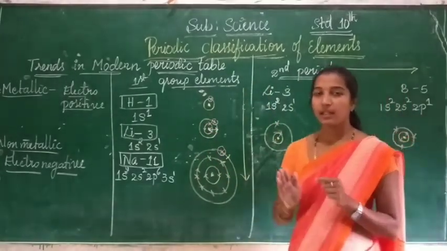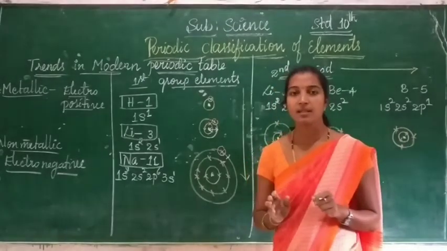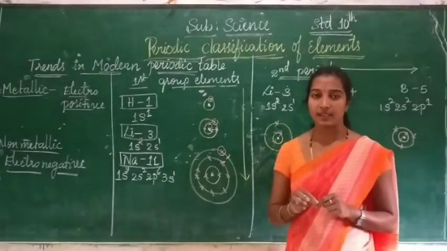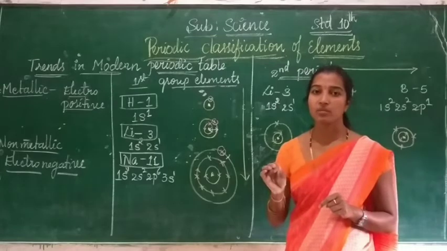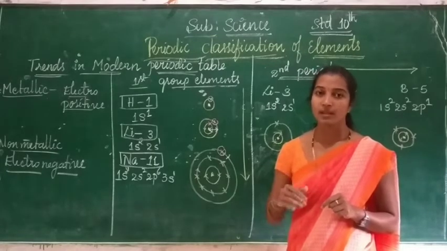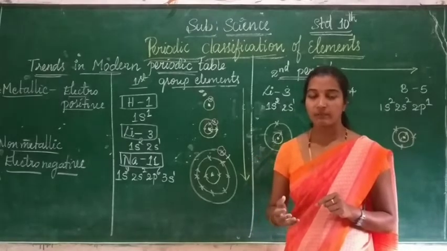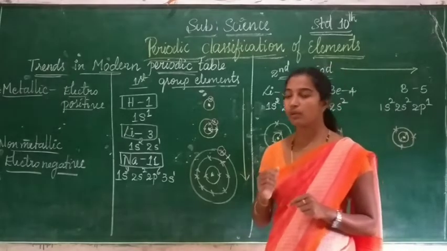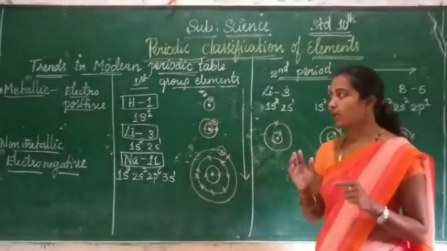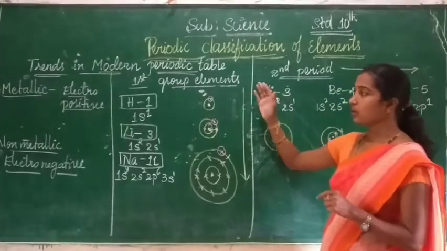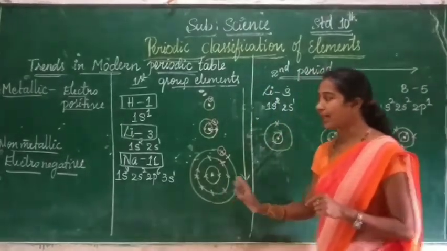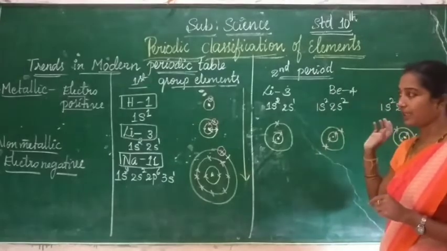Listen children, electropositivity means how the atom of an element gives up its outermost electron. The more forcefully it gives the electron, the more electropositive it becomes. Now let's see what happens when we go down the group and across the period.